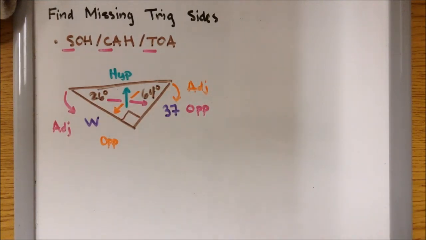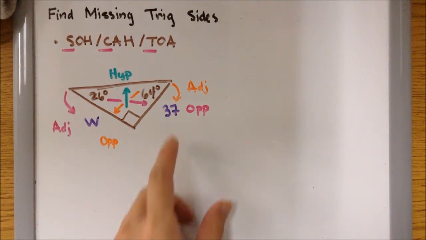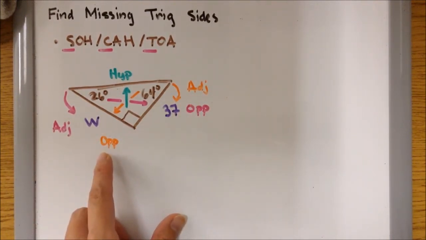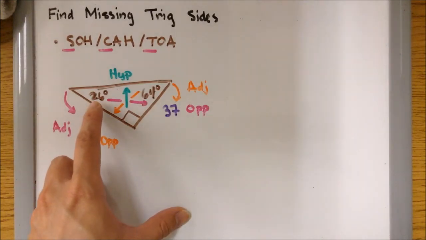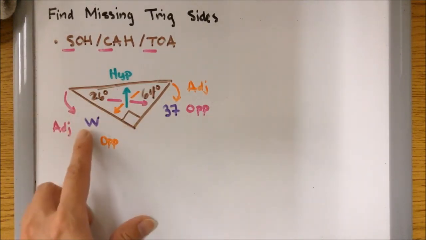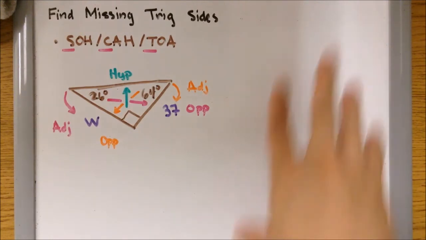So be mindful of the colors that I use. If I use a 64, my 37 is adjacent and my W is opposite. If I were to use a 26, my 37 is the opposite and my W is the adjacent. So in this example, it doesn't matter which angle you use, you can use any one you like. But I'm going to do an example for both of them.